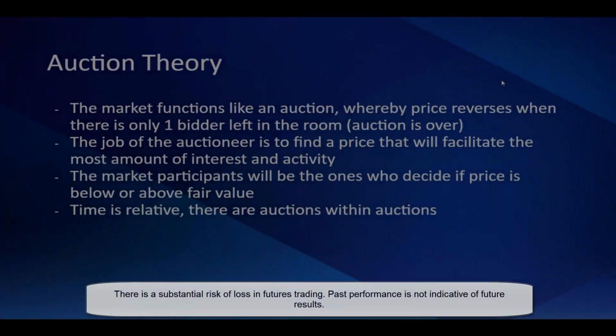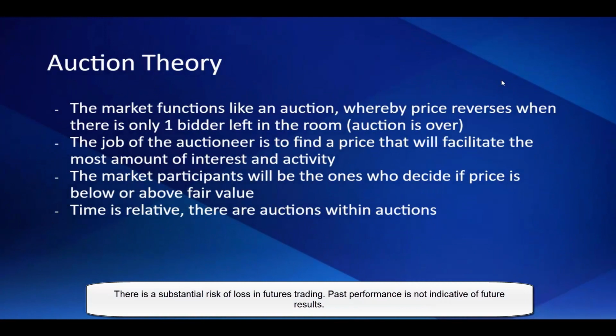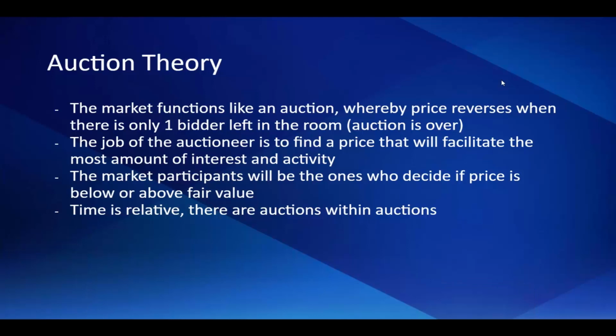So the next theory that's important when we're thinking about absorption is auction theory. Auction theory underpins a lot of the action that occurs in the marketplace day in, day out. So that is that the market functions like an auction, almost like your cartoonish idea of what an auction is, how an auction starts, how it ends. An auction ends and price reverses when there's only one bidder left in the room. If there's two-way bidding happening between two parties, price stops moving up when only one bidder is left in the room.